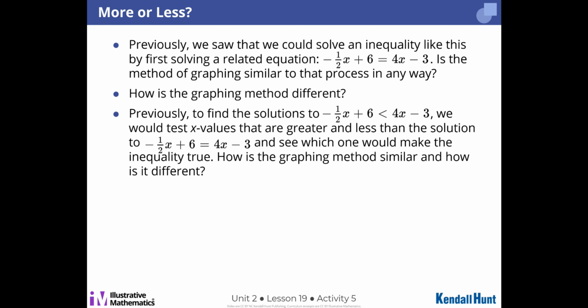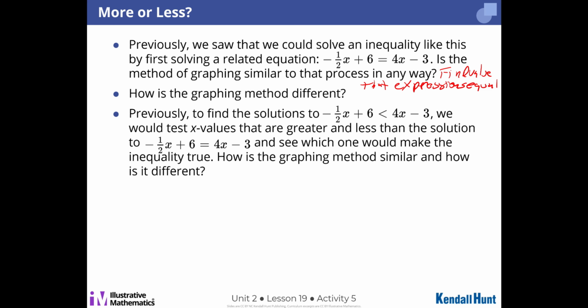Previously we saw we could solve an inequality like this by first solving a related equation. Negative 1/2 x plus 6 equals 4x minus 3. Is the method of graphing similar to the process in any way? Just reiterating what we saw, we can just find the value that makes the two expressions equal. How is the graphing method different?